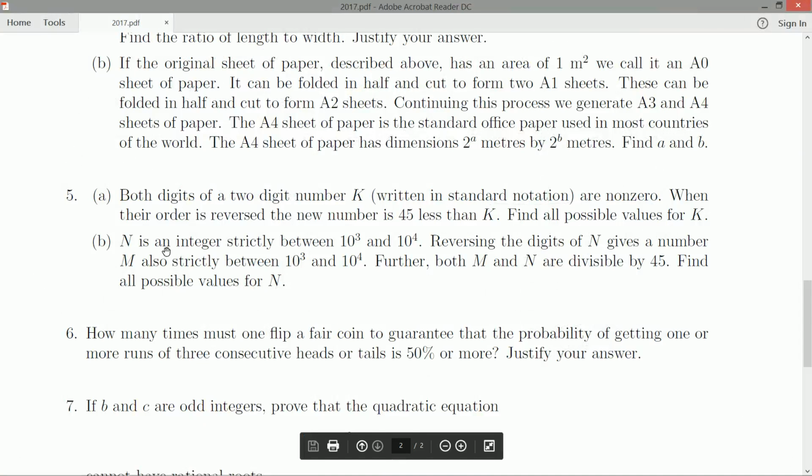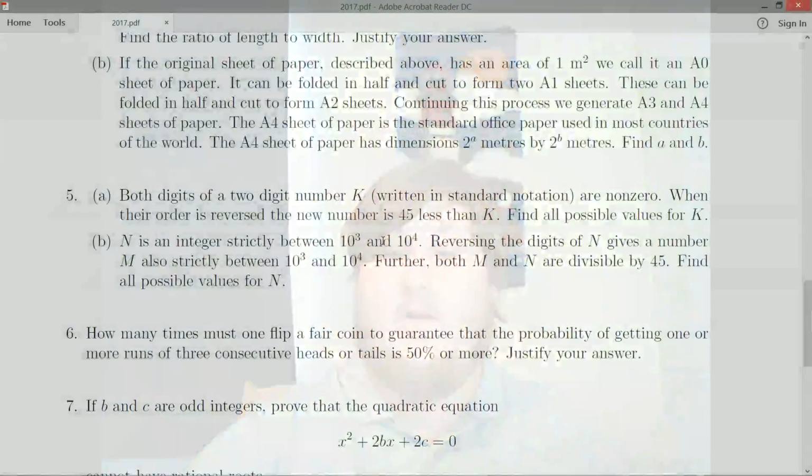Alright, so B part. N is an integer strictly between 1,000 and 10,000, so it's going to have 4 digits. So I'm thinking already, before even seeing more of this, that I'm going to write something as 1,000 times A plus 100 times B plus 10 times C plus D. Just thinking about it that way. Okay, but let's get back to the question.